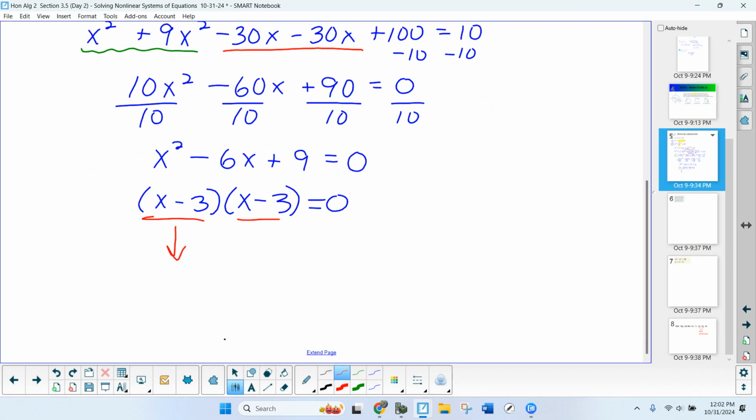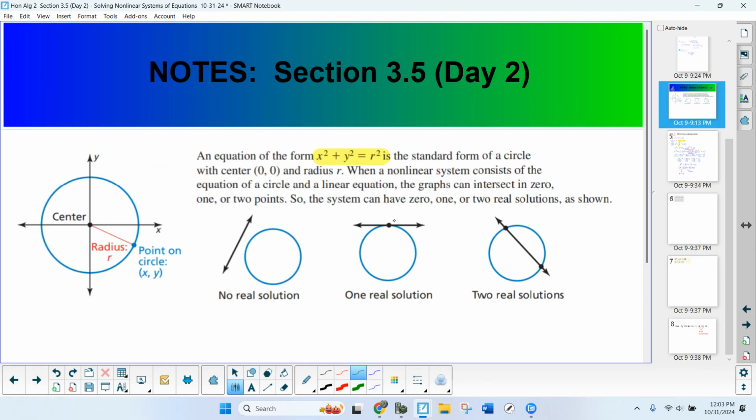What's this one give you? Same thing. So what's X equal? 3. You are not done. This one only has how many solutions? 1. But the solution is the point X, Y, where this intersects. Remember, when you did linears, the solution was the point X, Y, where it intersected.